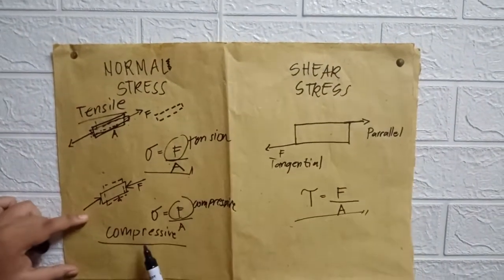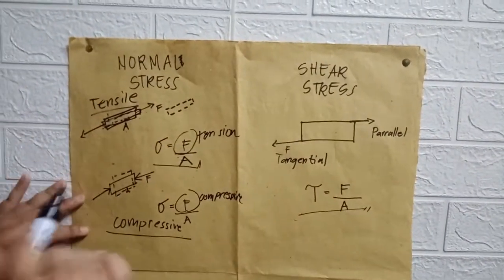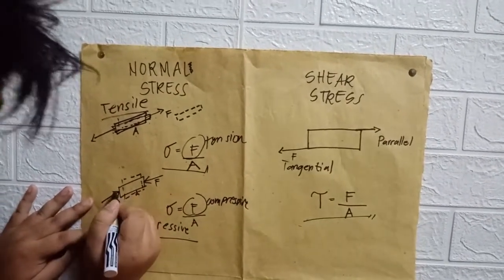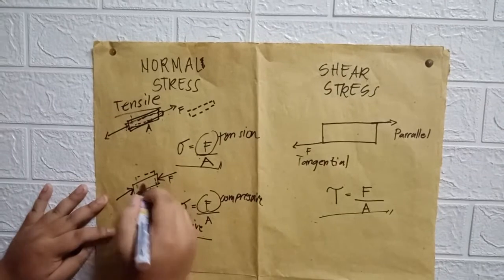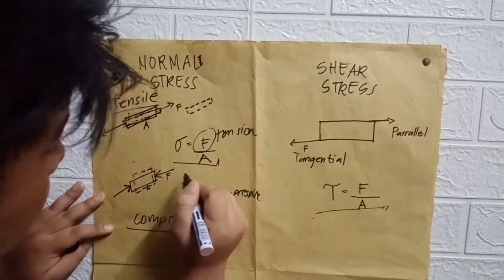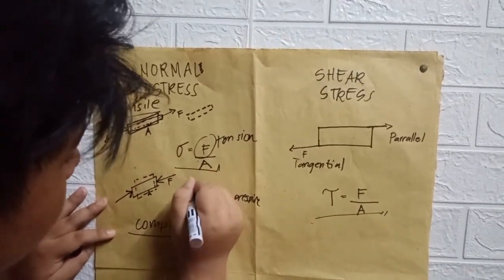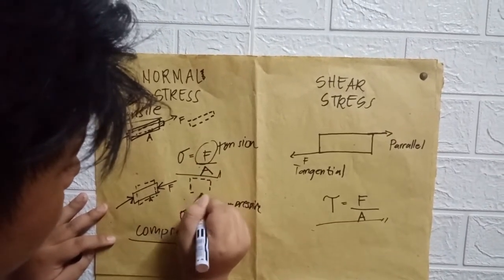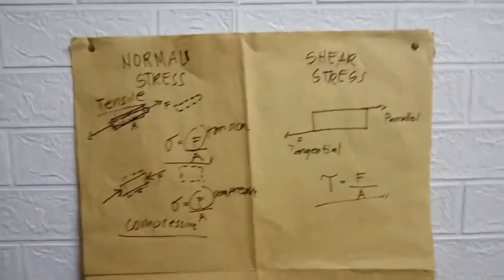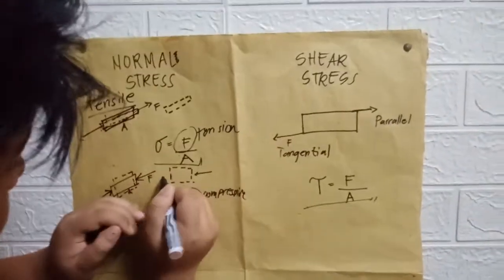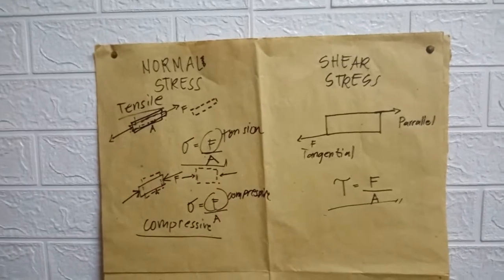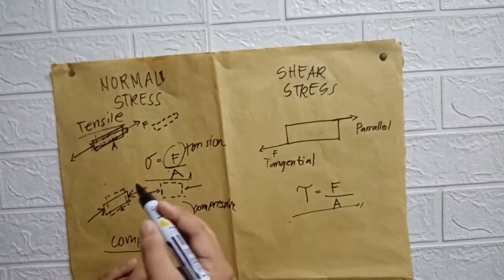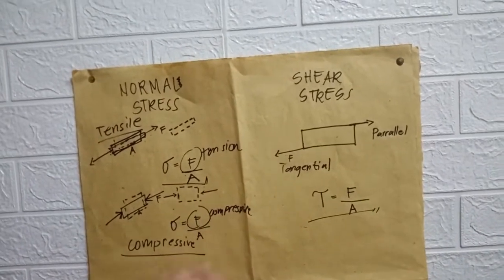So, next is the compressive stress. In compressive stress, the force acting on the object is compressing the object. So, the object will expand. And it will form like this because the force is compressing the object, and the force acting in this compressive stress is called compressive force.